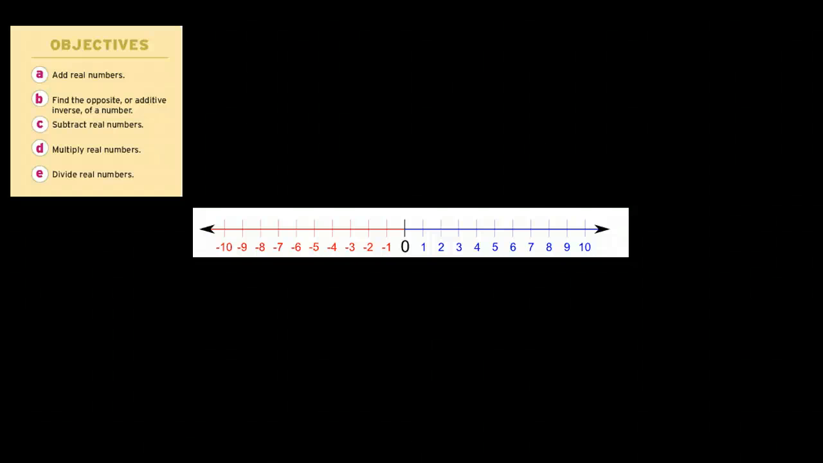In this video, we're going to take a look at the last two objectives here, multiplying real numbers and dividing real numbers. Let's start with a few examples of multiplying real numbers. Let's take the number 3 times 3. What does that mean? Well, multiplying is essentially adding in groups.